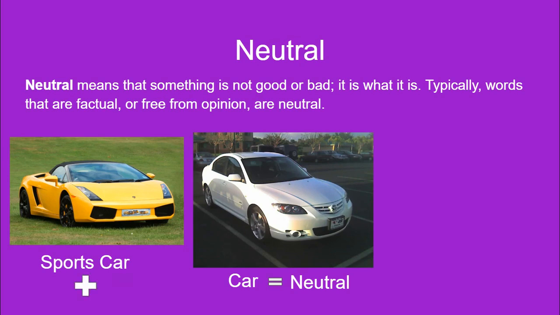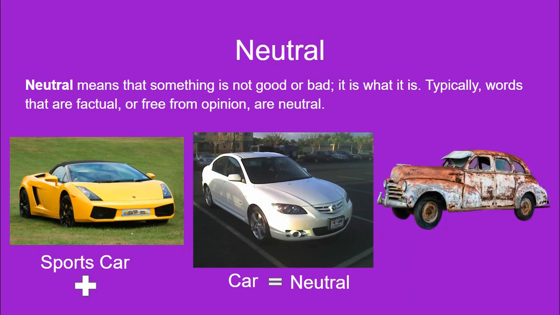So again, I'll give you that plus sign to show positive. I'm personally not a big fan of yellow, but if somebody wanted to give me that car, I'd take it. I don't care. So sports car would be positive. Car is neutral. It's just a car. Sports car, on the other hand, ooh, you want that bad boy. That's a good car. On the other hand, if instead of car, I said junker, oof, that's not great.